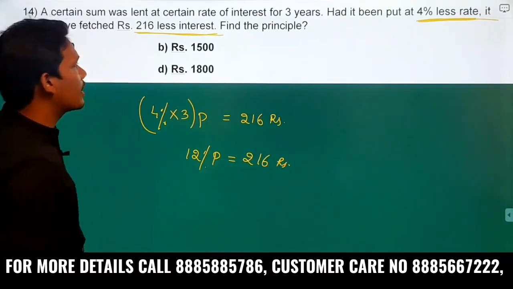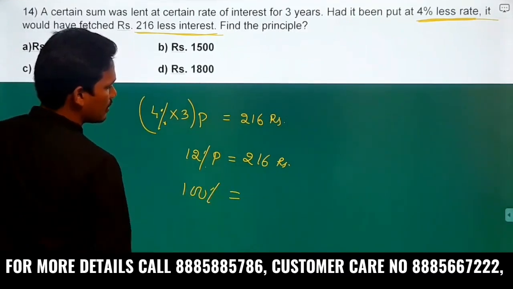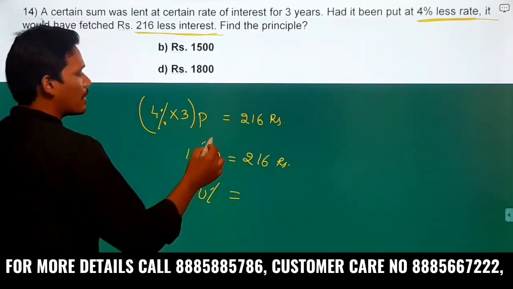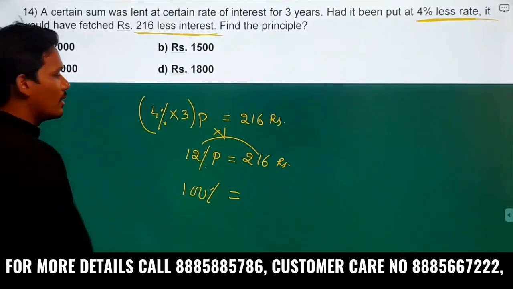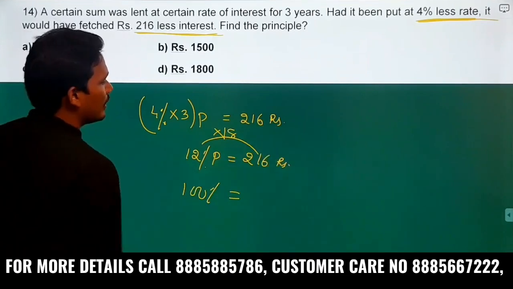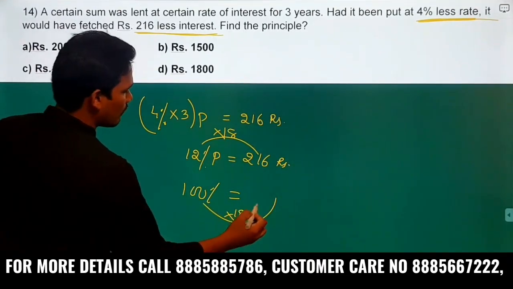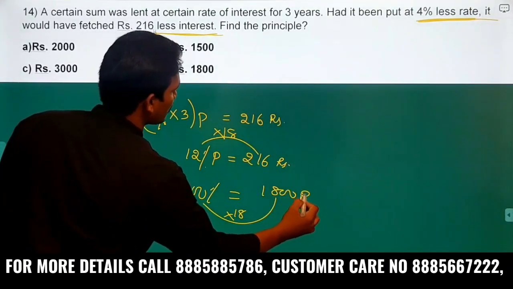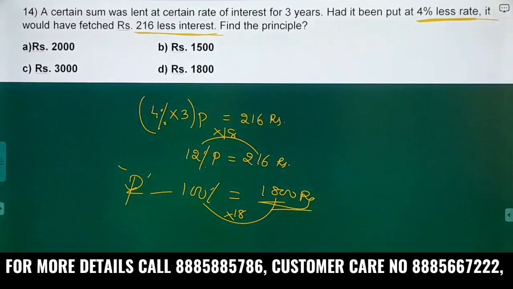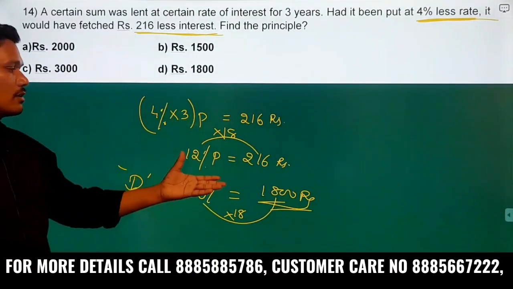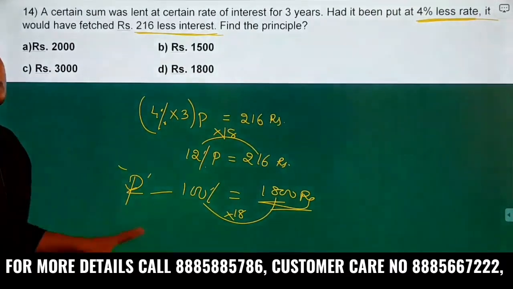Now what's the question they are asking? Find the principal. So principal value will become 100%. So you need to find the 1% value. 12 ones are 12 and we are left with 96. So 12 8s are 96. Then 100 into 18, so your value will become 1800 rupees. So the principal value will become 1800 rupees. If you understand the concept, you can solve the question directly in 1 or 2 steps like this. This is nothing but a conceptual method.